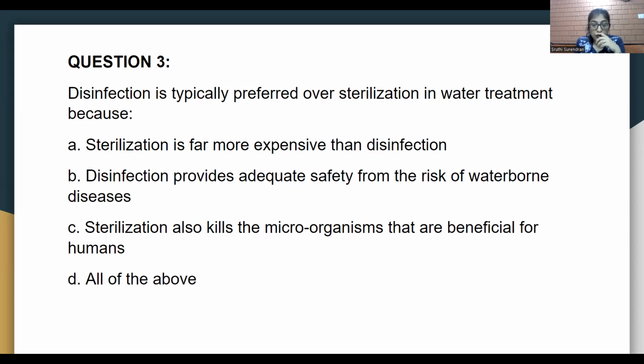Kiran and Mujahid, you can also share your answers in the chat box. Okay, so Mujahid has said D, Sangamitra has said B. Let's see what the answer is.